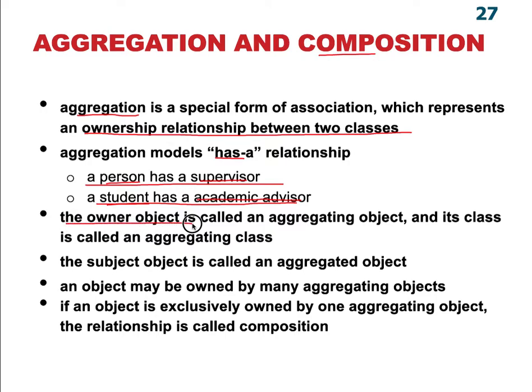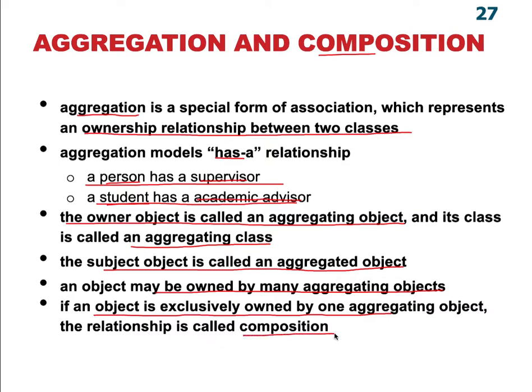The owner object is called the aggregating object, and its class is called the aggregating class. A subject object is called the aggregated object, and an object may be owned by many aggregating objects. If an object is exclusively owned by an aggregating object, the relationship is called composition.